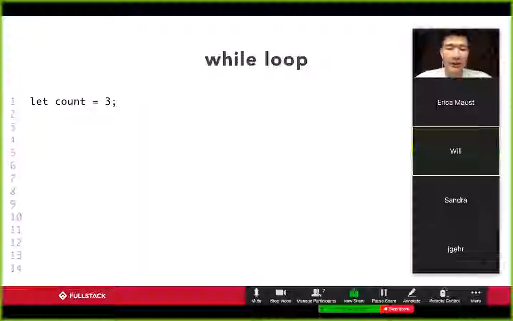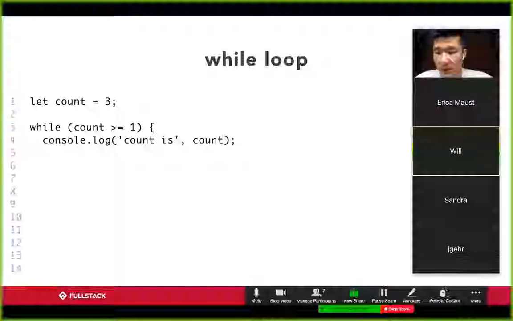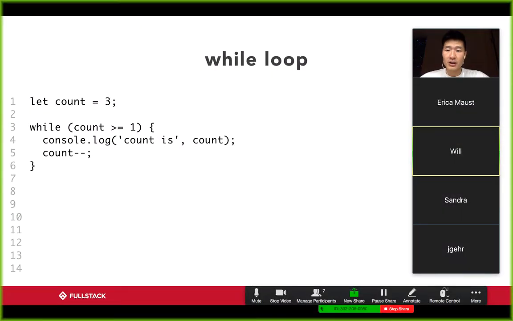Okay, so let's take a look at a very simple while loop, right? On line 1, we have this variable called count. We set it equal to 3. And then on line 3, we have this while loop that says while, and in between these parentheses we have our expression. The expression is while count is greater than or equal to 1, which very basically just means, is the value of this count variable greater than or equal to 1?